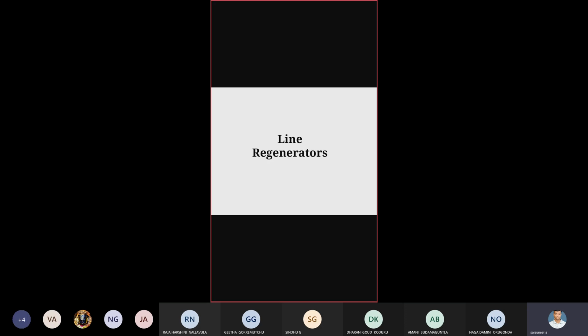Next, we are moving to line regenerators. In between office A and office B, we are using a trunk line, which is a bunching of optical fiber cables. Suppose the distance between office A and office B is 50 kilometers. After about 10 kilometers, some of the optical signal is lost. At that time, we have to implement a regenerator for every 10 kilometers. That is called a line regenerator.